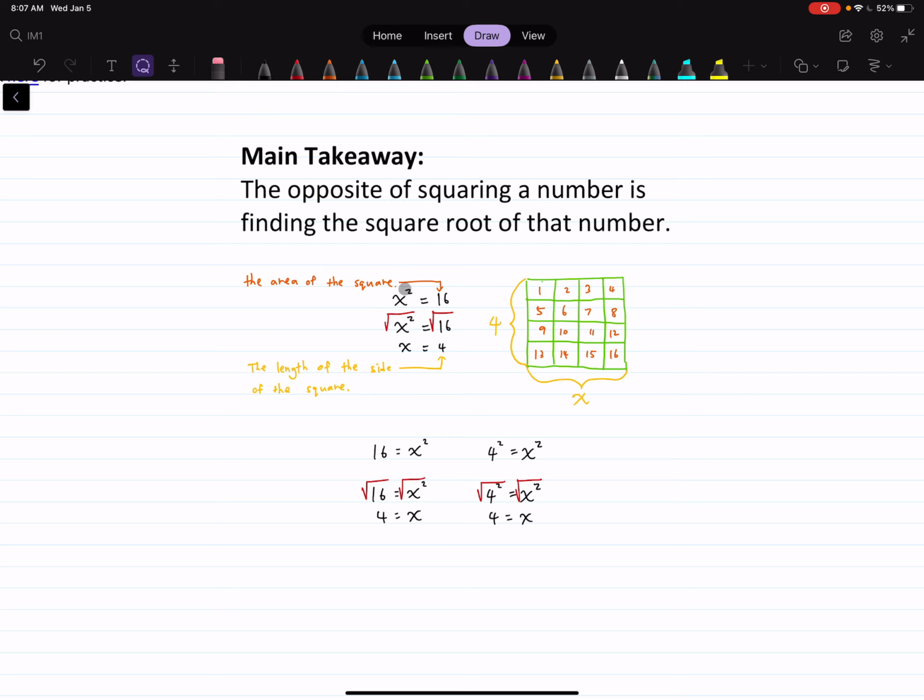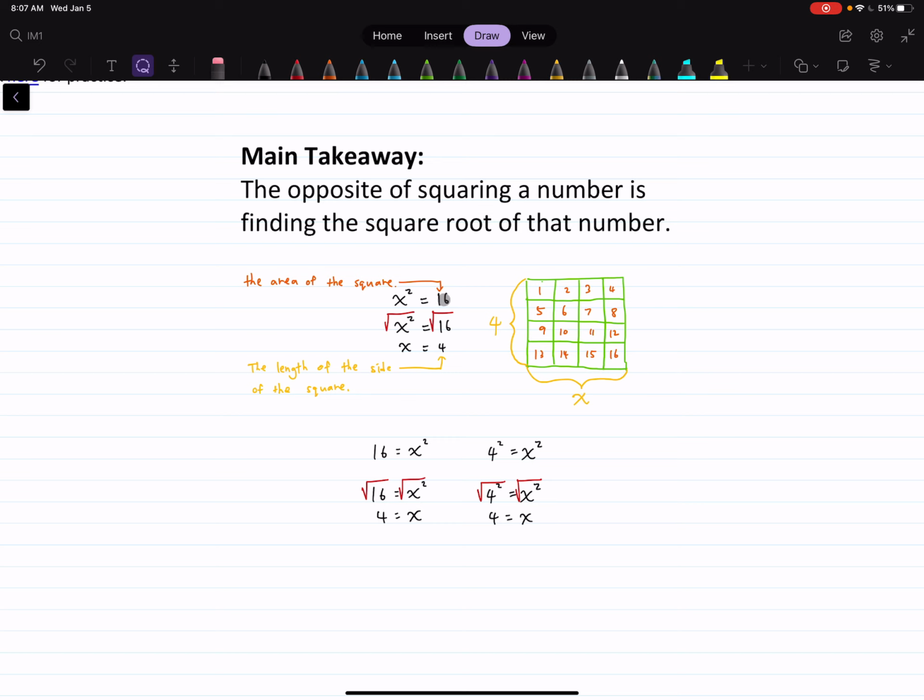So we have x squared is equal to 16. And this x squared is actually referring to a literal square. So what does this mean? As you can see, this 16 represents the area of the square. There are 1, 2, 3, 4, 5, 6, 7, 8, 9, 10, 11, 12, 13, 14, 15, 16 little squares, which means that the area of this square is 16. And this x squared is asking, what is the side length of the square for which the area is 16?